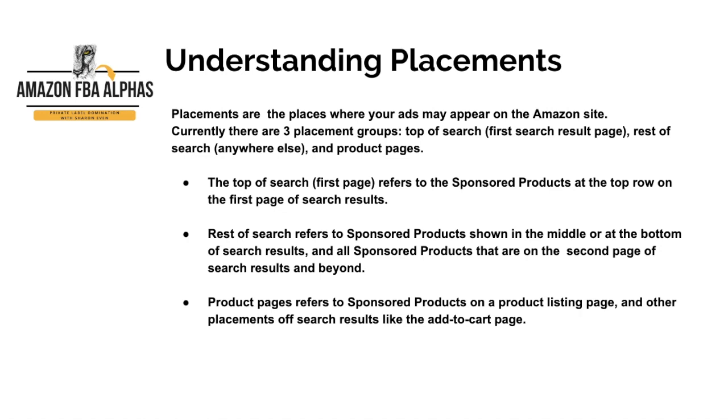And then product pages. The top of search, which is the first page, refers to the sponsored products at the top row on the first page. So it's only on the first page. The rest of search refers to sponsored ads shown in the middle, at the bottom, or anywhere else on the second page and onwards. Product pages refers to the sponsored products on the product listing page and other placements of the search results, like the add to cart, for example.